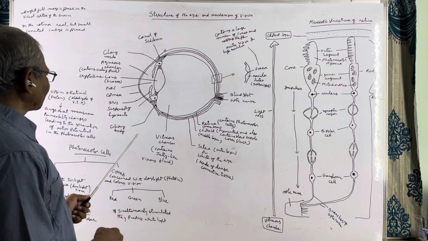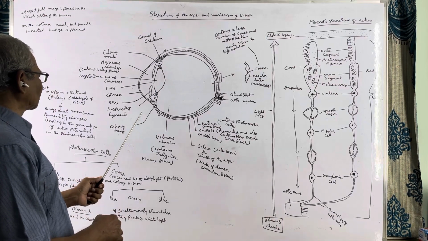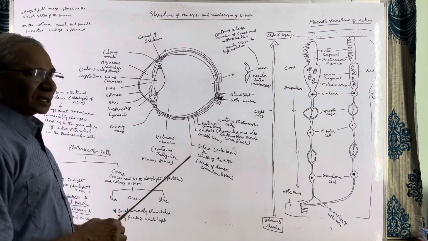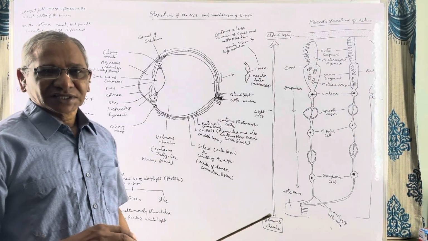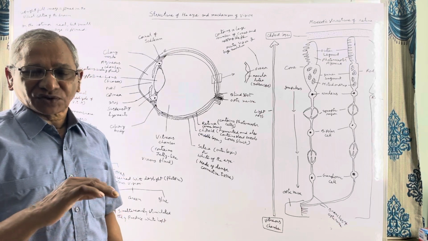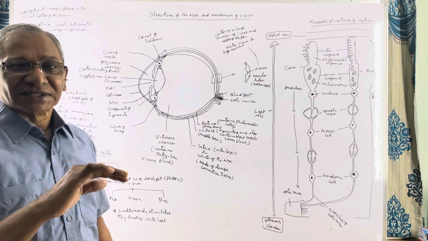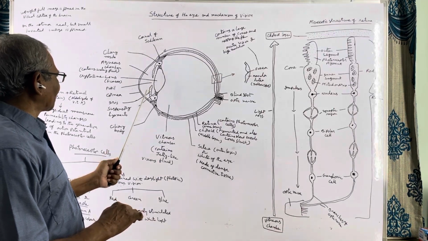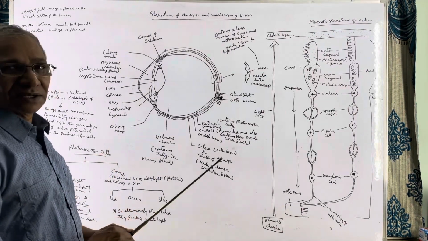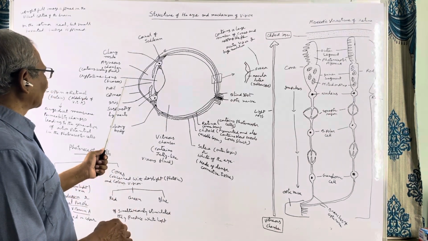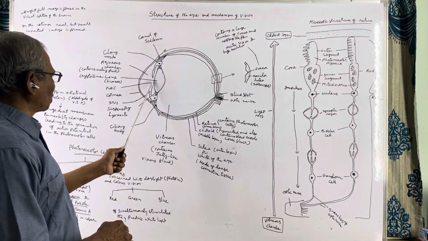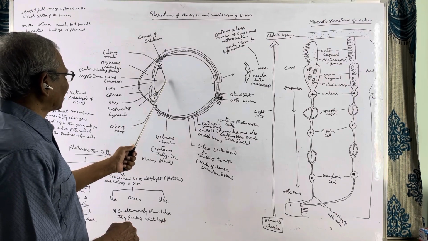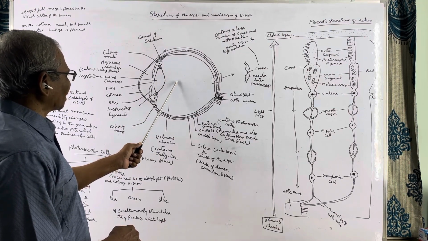The ciliary bodies produce iris. This is iris. Iris is the pigmented structure covering the lens, eye lens. In the middle of this iris, there is an aperture known as pupil. So light entering the eye through cornea passes through the pupil and falls upon the lens. Then after falling upon the lens, it is transmitted into this chamber.